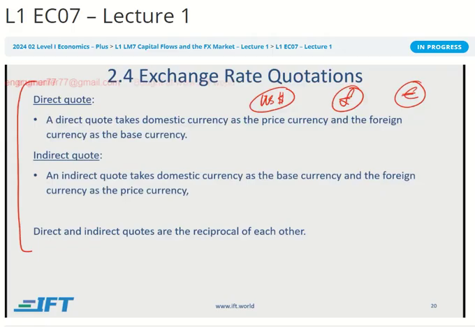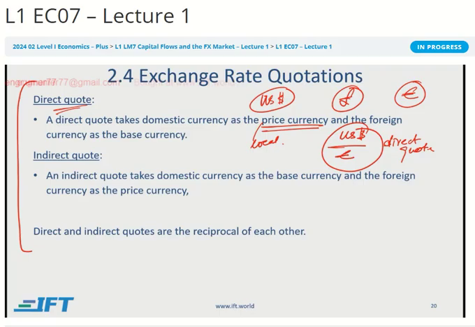So just like that, if you want a direct quote of a foreign currency, the price currency has to be your local currency. So from an American perspective, the price currency should be the American currency, and that is a direct quote for the people in the US, because the price should be in their currency. Just like when you go into a supermarket, the prices are in your local currency.